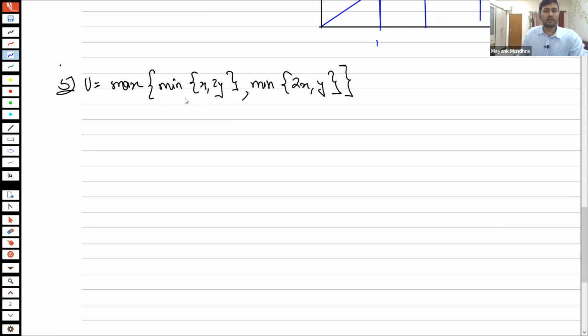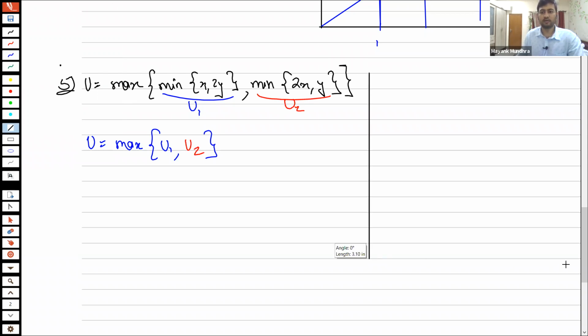So again you can call this u1, this u2. So now your utility is max of u1 comma u2. All right, now what is u1 and u2? Let me represent them with different colors. That would be easier. So in the Cartesian plane now, I'm going to breeze through some of the steps because the basics are now clear. So x comma 2y. The division line is y equals x by 2. So I can draw the y equals x by 2 line, which is going to be slope half.